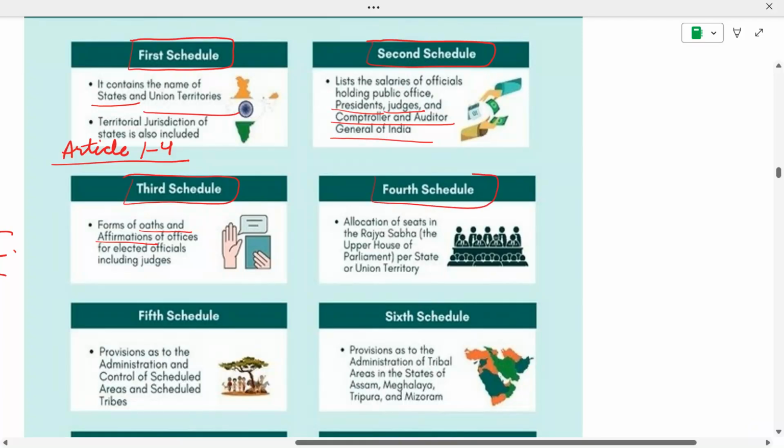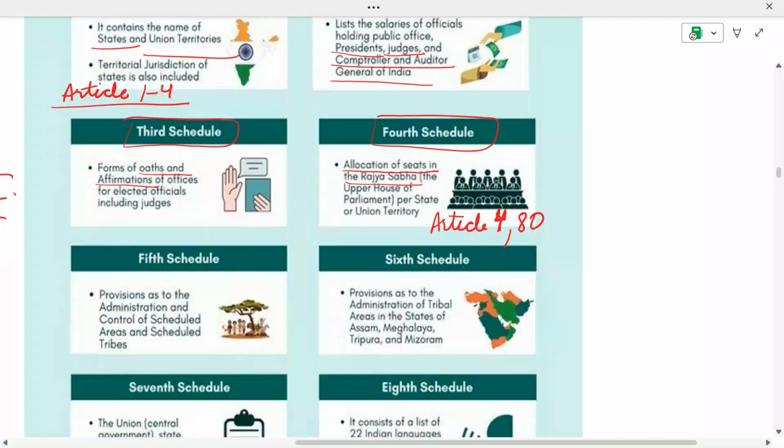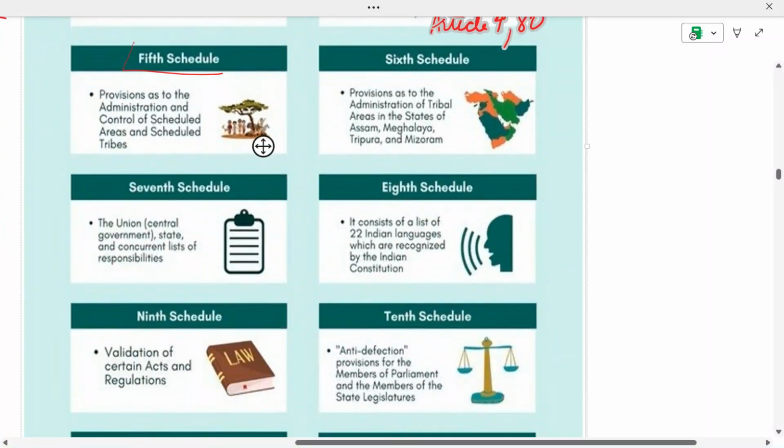The fourth schedule describes the allocation of seats in the Rajya Sabha to various states and union territories. This includes articles 4 and 80. So the fourth schedule includes the allocation of seats in the Rajya Sabha to various states as well as union territories.